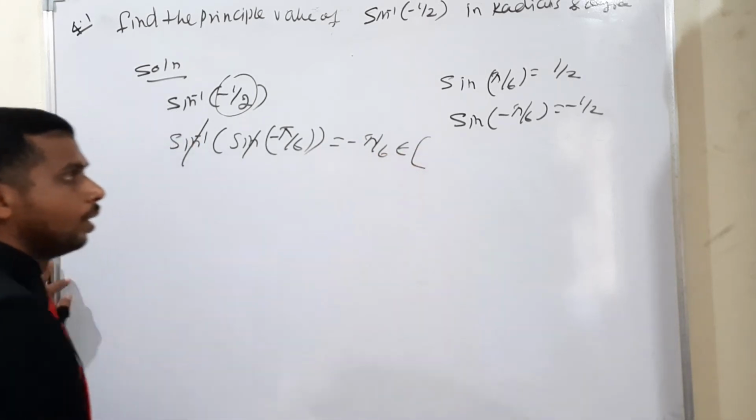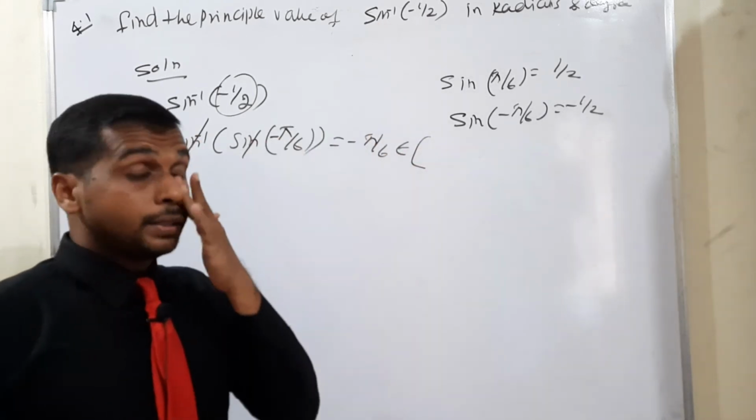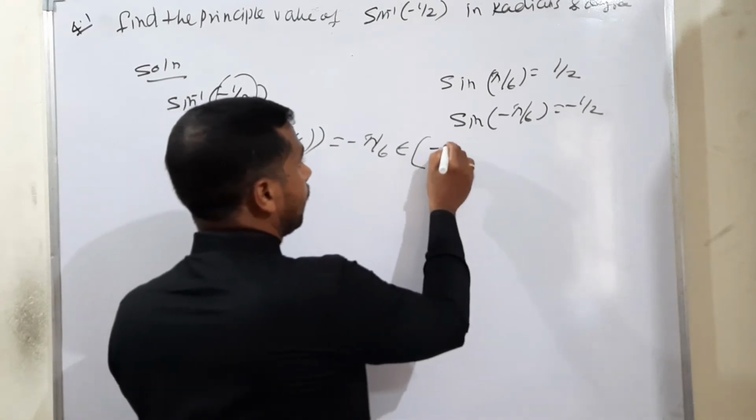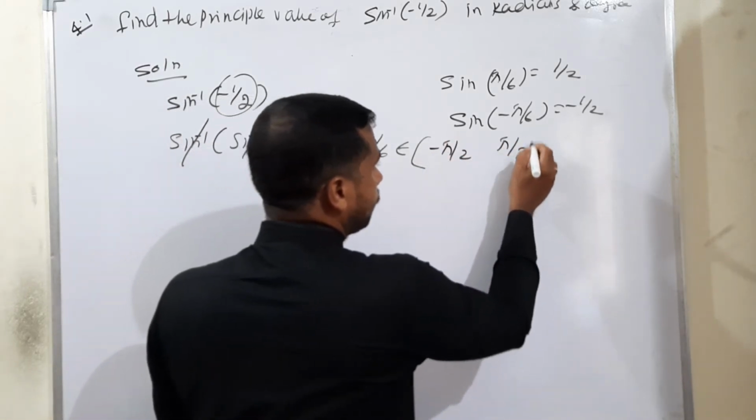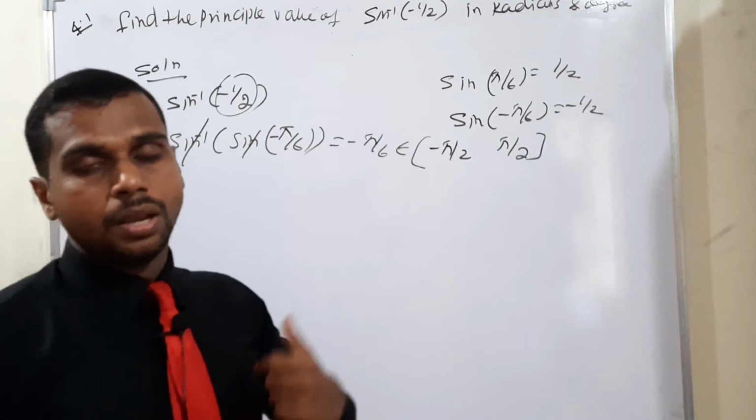It belongs to the range of sine inverse, which is negative pi by 2 to positive pi by 2. So negative pi by 2 means, pi means 180.